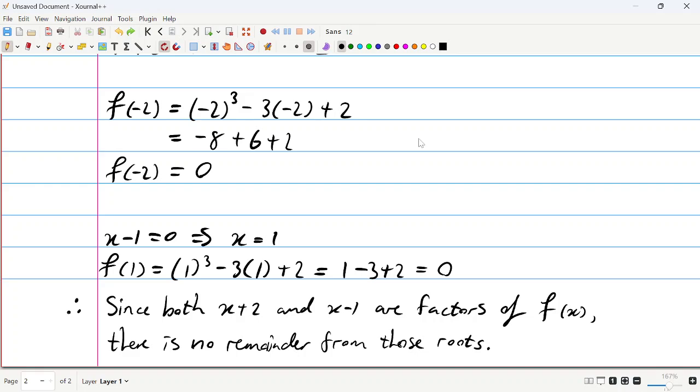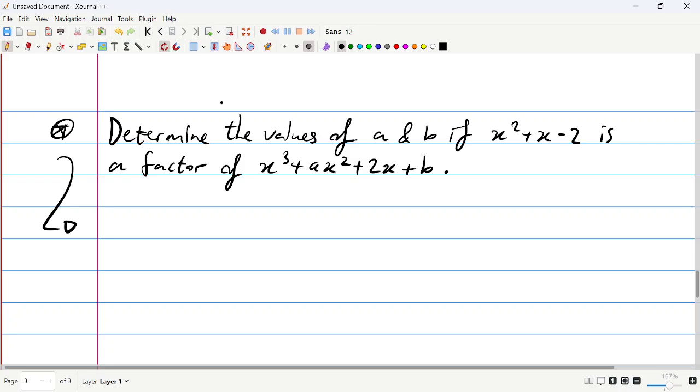So I'm going to give you a question to try on your own and then see what you can answer from all of this. Your question to try on your own is to determine the values of a and b if x squared plus x minus 2 is a factor of x cubed plus ax squared plus 2x plus b. All the best with this question.